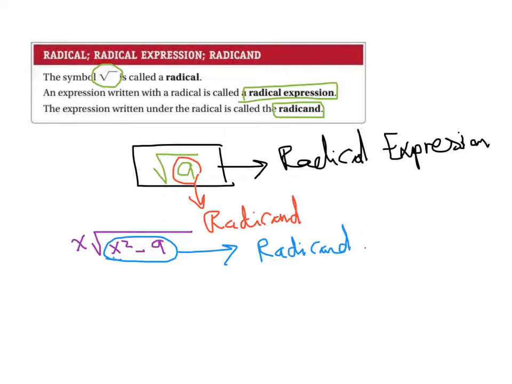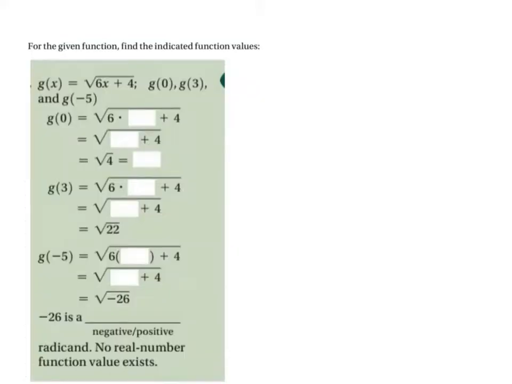Your turn. Identify the radicand. For the given function, find the indicated function values. g of x equals radical 6x plus 4. Find g of 0, g of 3, and g of negative 5.